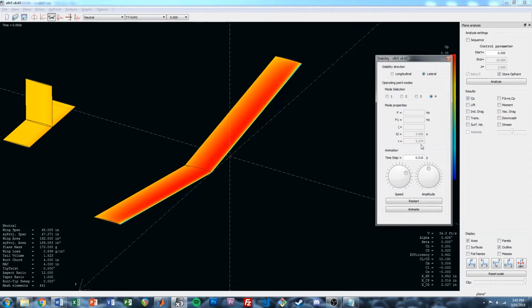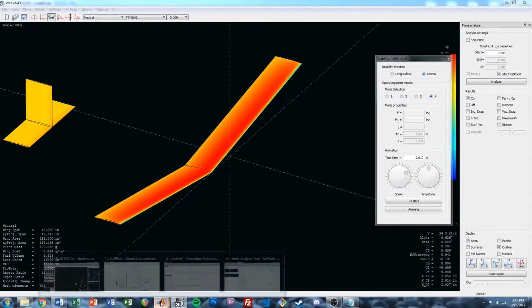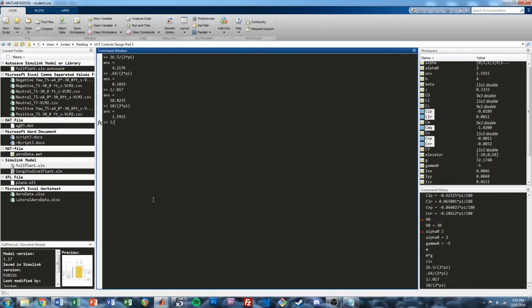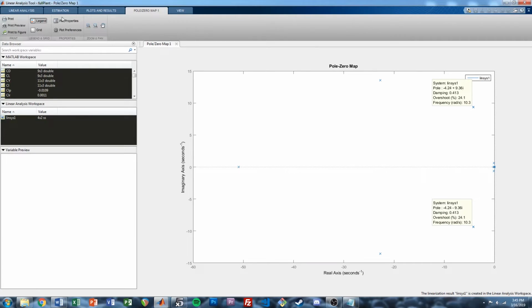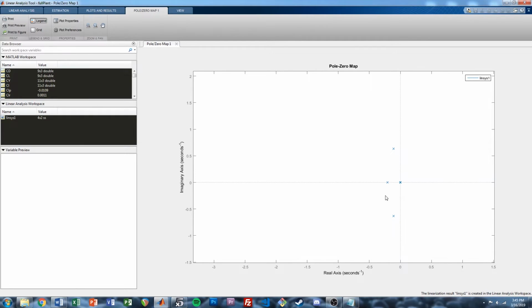And then the spiral mode, this one's really slow. So this is a 5.3-ish time constant. 1 over the time constant for first order systems is going to give you the natural frequency. So that's 0.18 radians per second. So if we zoom in way over here, that'd be this guy. So 0.2, not too far off.